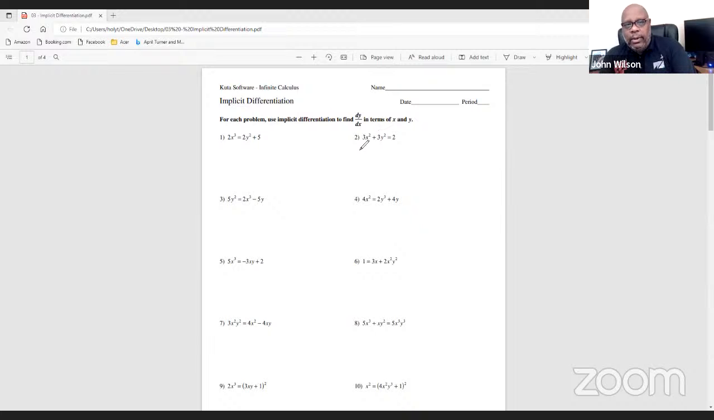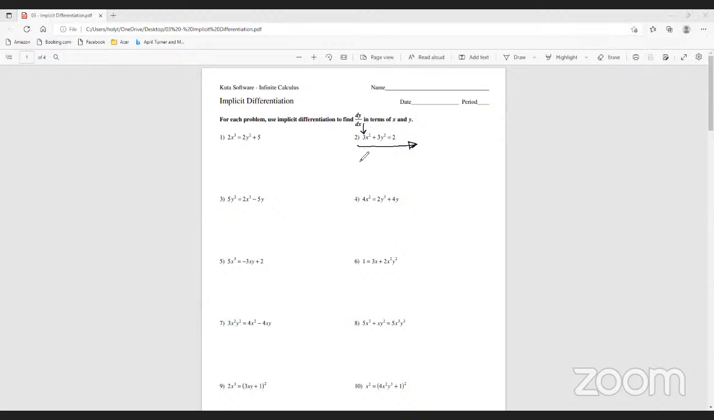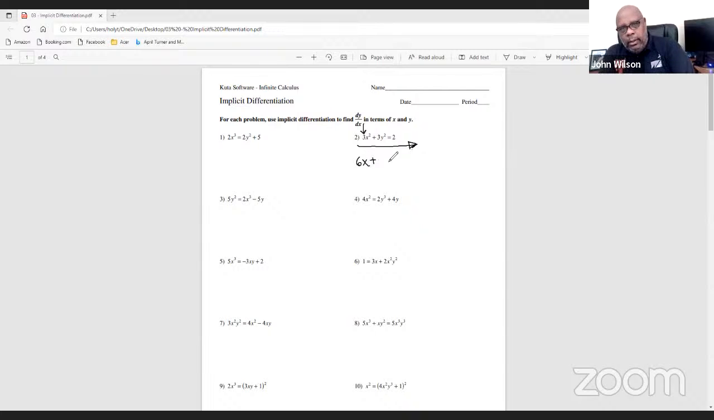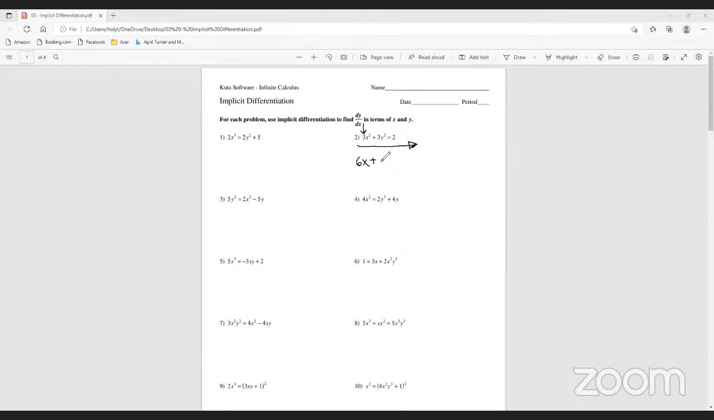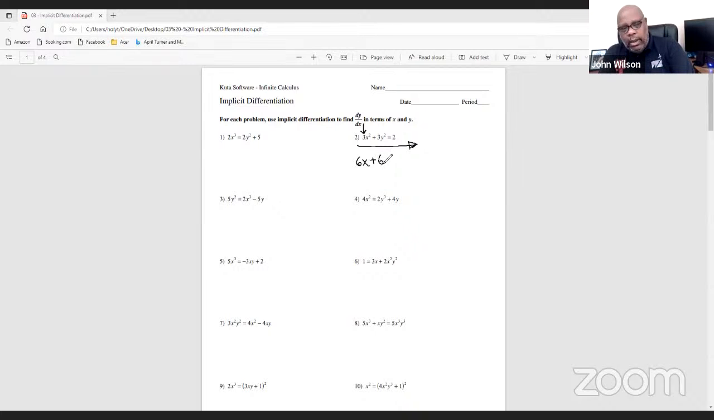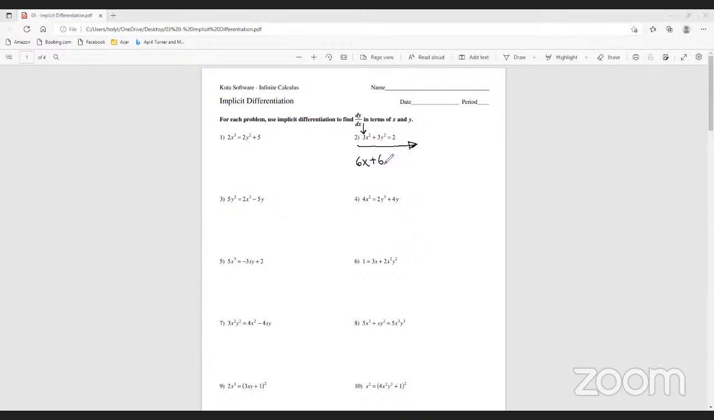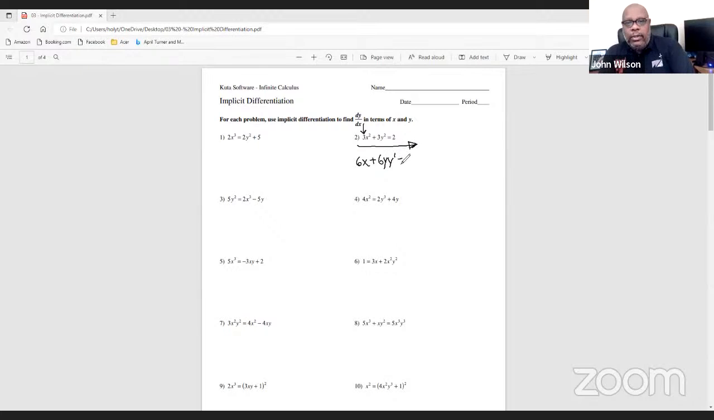So this one right here, we again go left to right. All right, Bailey, what about this term here? 6x. How about the next term, Bailey? 6y. Continue. 6y. Is that your final answer? 6y dy dx or y prime. Correct. All right. And what do you think that equals if you take the derivative?